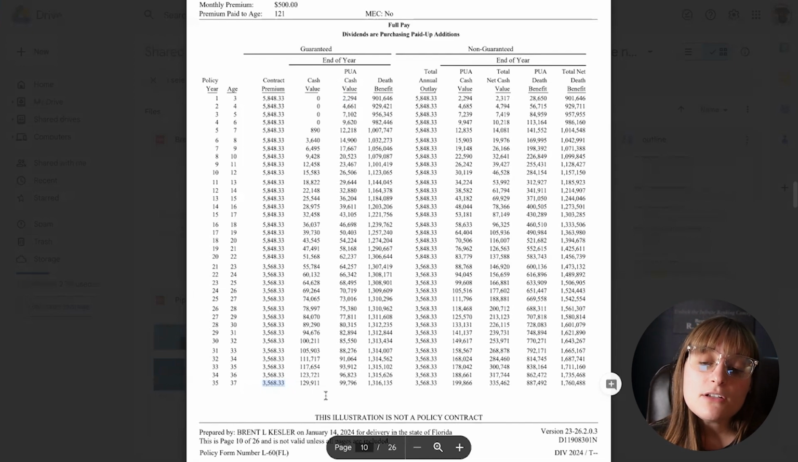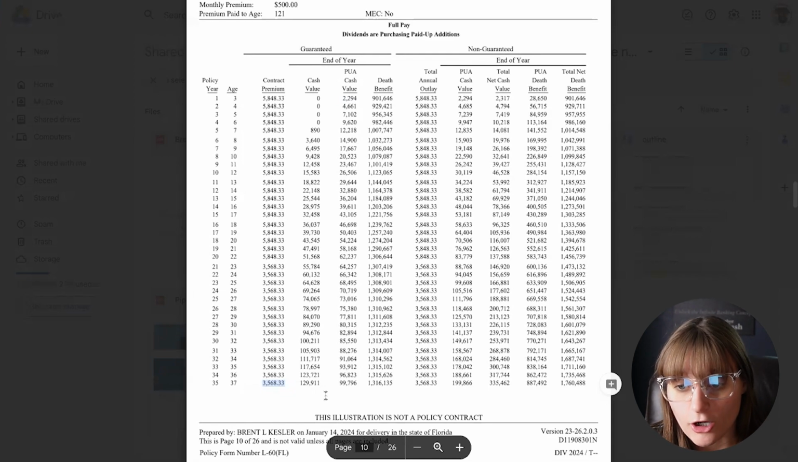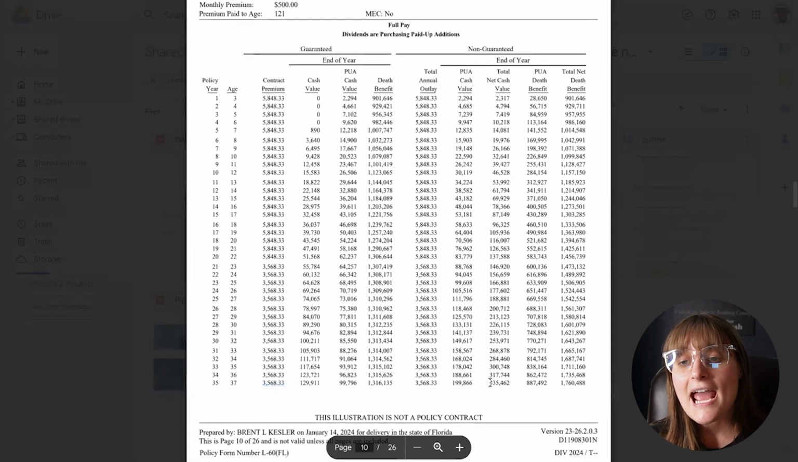But if she totally wanted to, she could totally stop paying premiums inside of this policy. But me personally, I wouldn't. And here's what I mean by it. Look right here underneath the total net cash value columns. And I'm just looking here at the total net cash value on the non-guaranteed side.